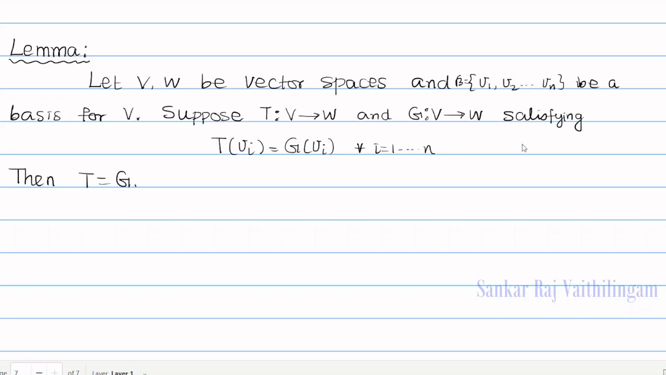T equal to G. How do we prove this? T equal to G means we need to show that T of V is equal to G of V for every V belongs to capital V. So we will go for a proof.